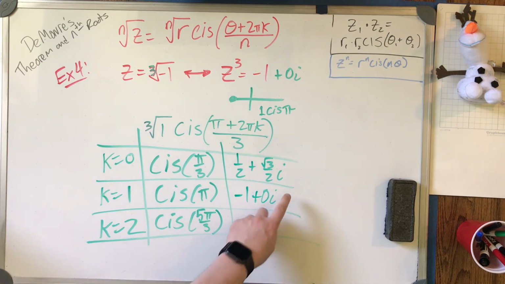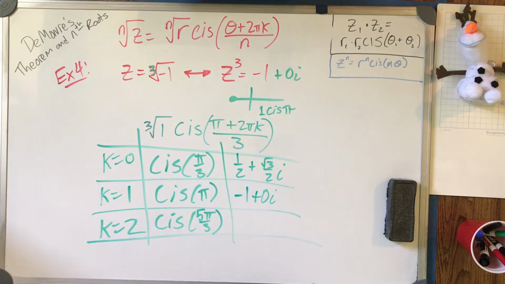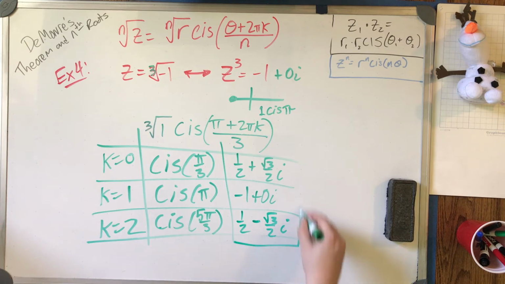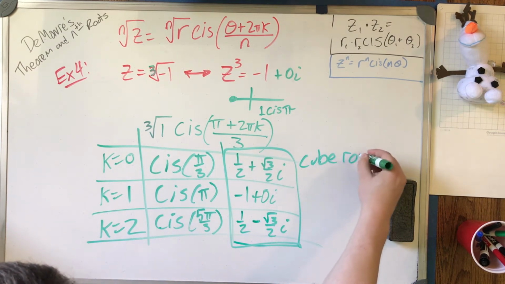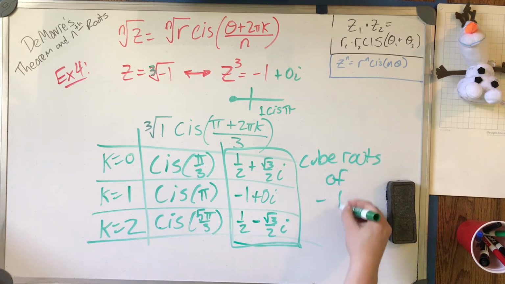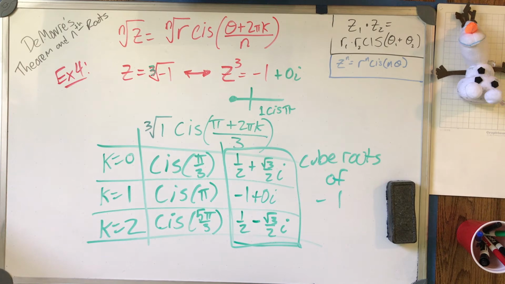Okay, so that was one that we already knew about, right? We know that the cube root of -1 is going to equal -1. Do the same thing down here. Cosine of 5 pi over 3, that's positive 1/2. Sine of 5 pi over 3, that's going to be a negative square root of 3 over 2. So these are the answers. These are the cube roots of -1. All 3 different answers, including the imaginary and the real that we already knew about.